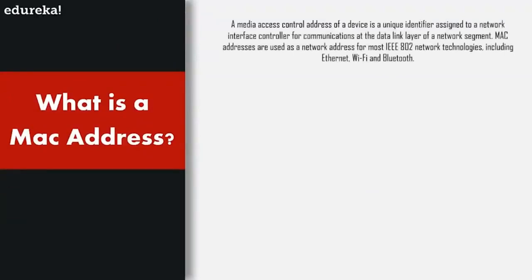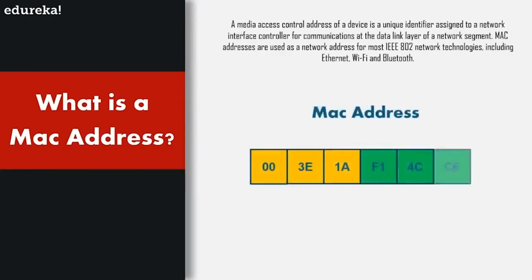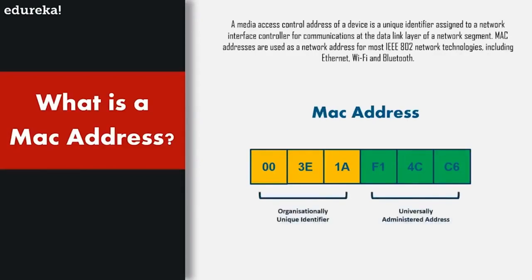MAC addresses are used as a network address for most IEEE 802 network technologies, including Ethernet, Wi-Fi, and Bluetooth. In this context, MAC addresses are used in the medium access control protocol sublayer, and are typically represented as six groups of two hexadecimal digits each. These are separated by a colon, and the first three hexadecimals are the organizationally unique identifier, so they represent your vendor, and the next three hexadecimals represent your network card uniquely.